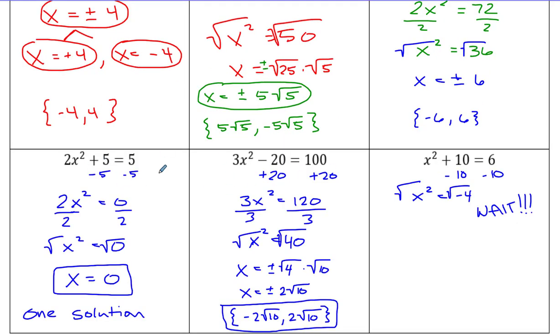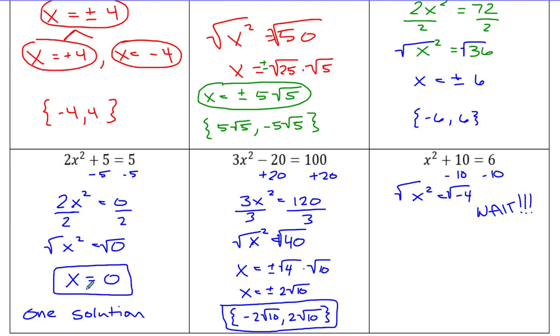Alright, welcome back. So this first one, we subtracted 5 from both sides. We get 2x squared equals 0. Then we divided both sides by 2 and we got x squared equals 0. I went ahead and square rooted both sides.